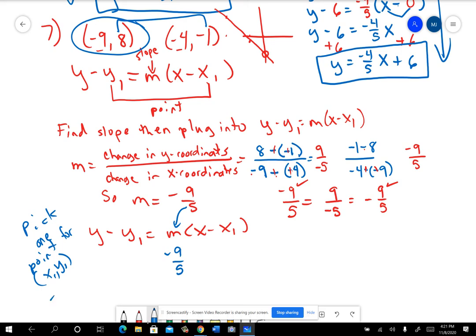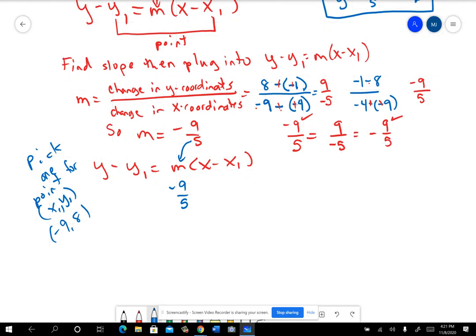So maybe I'll pick the -9, 8 to use for that. Doesn't matter. Just make sure you think about it correctly. So remember how the y and the x, those don't get replaced with anything. So you're going to have y minus 8. Do you see why that is an 8 there, not a -9?